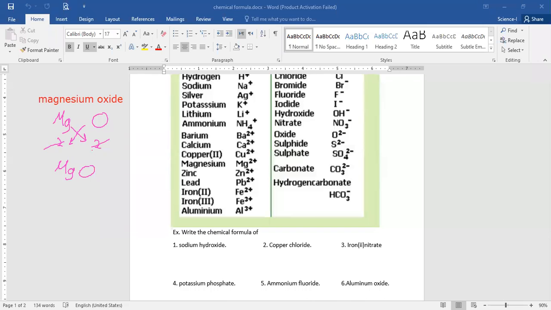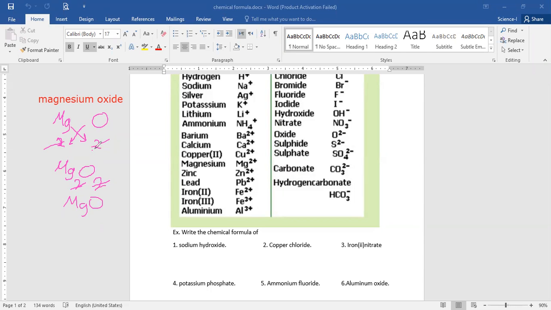Here, that's Mg2 and that's O2. So after switching, it will be Mg2O2. They are the same number, 2 and 2, so they can be simplified. That means I can divide by 2, so it will be MgO. Because 2 magnesium combined with 2 oxygen means 1 magnesium combined with 1 oxygen. Good idea? So that's the way we simplify.